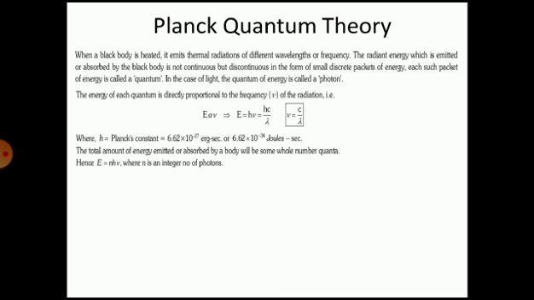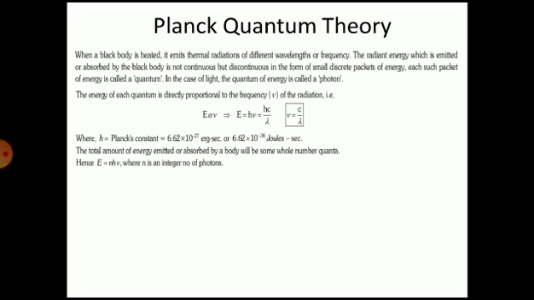When a black body is heated, what is a black body? The body which absorbs all types of radiation is called a black body, and when that black body is heated, it emits the thermal radiation of a different wavelength. Whenever we heat a black body, it emits radiation of different wavelength or frequency. The radiant energy which is emitted or absorbed by the black body is not continuous but discontinuous.